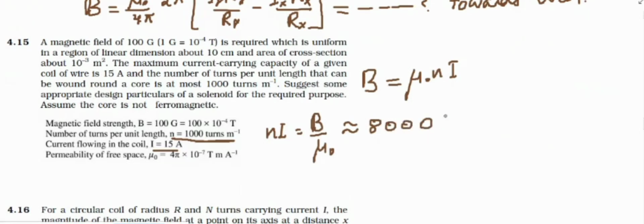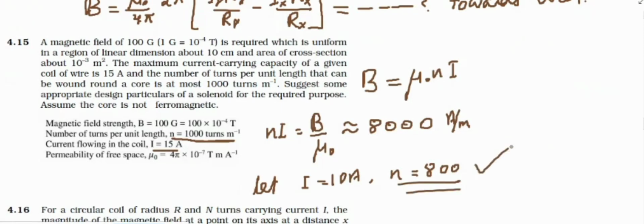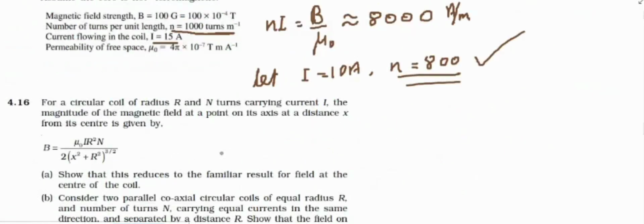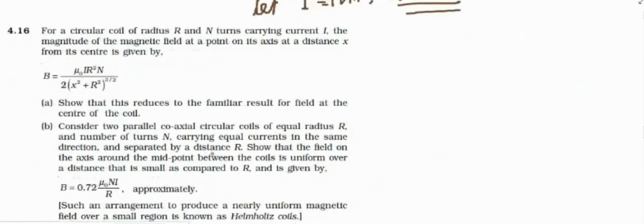Approximately 8000 ampere per meter. Now, for this 8000, we can see maximum number of turns 1000, maximum current 15. Let I be equal to 10 ampere. We need to take less than 15, that's only. I is equal to 10 ampere, then n will be 800, which is less than 1000 number of turns per unit length. So you can construct a solenoid with those specifications.